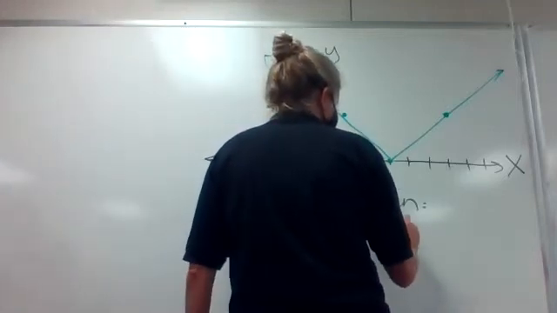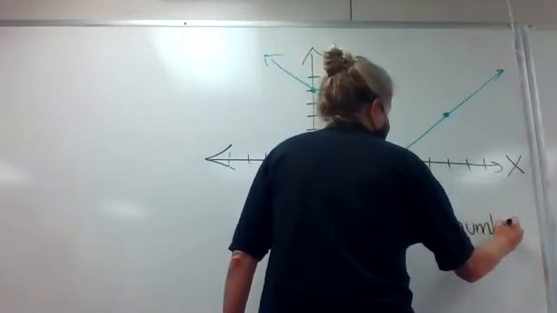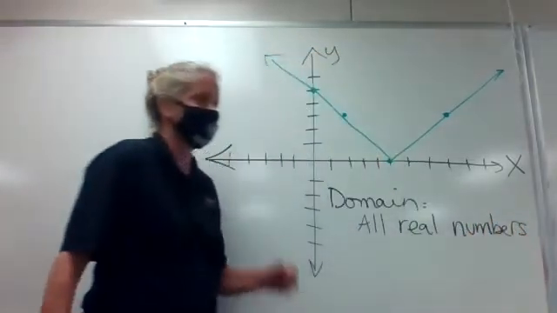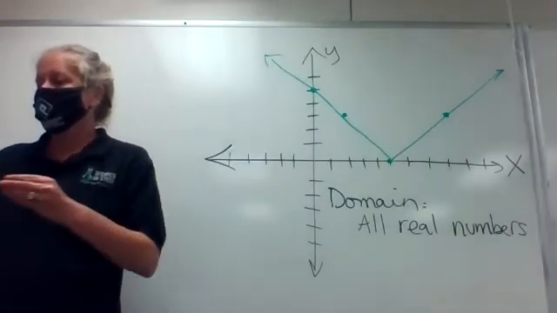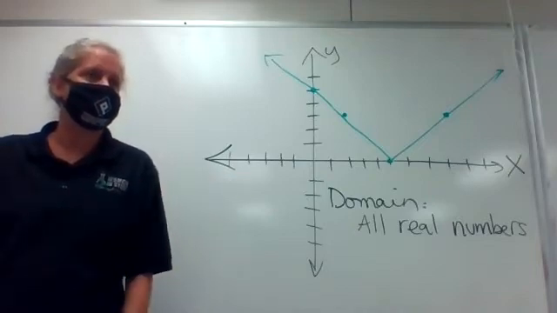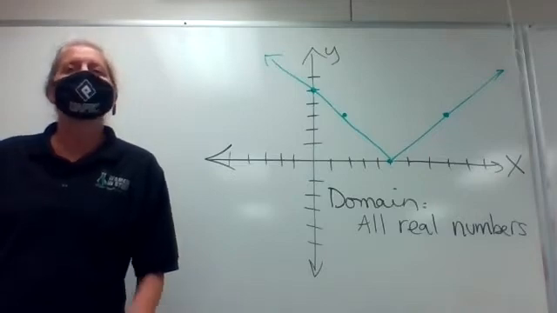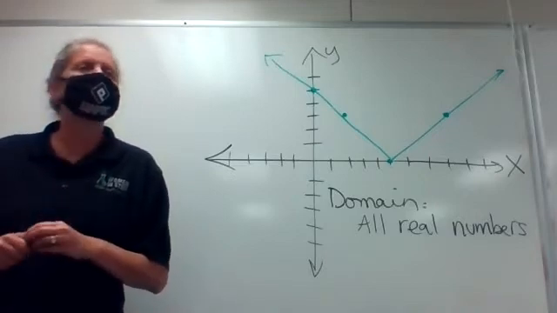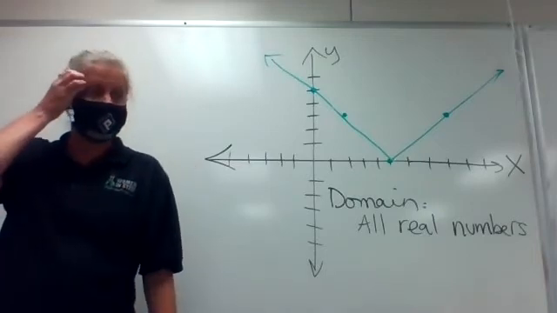There is no part of this graph where it's not going left and right. And I think once you see the range where there is a stoppage point, you'll see why the domain is forever left and right.